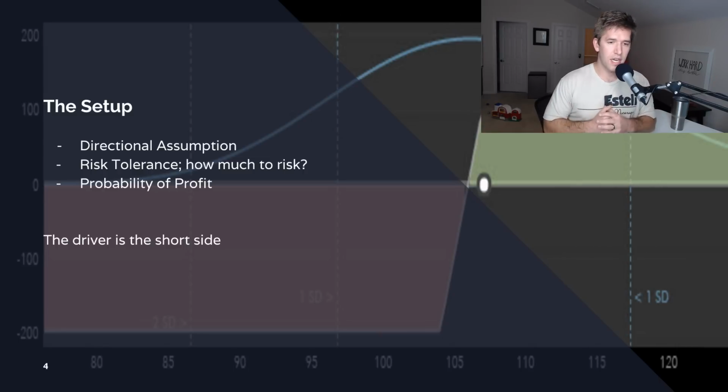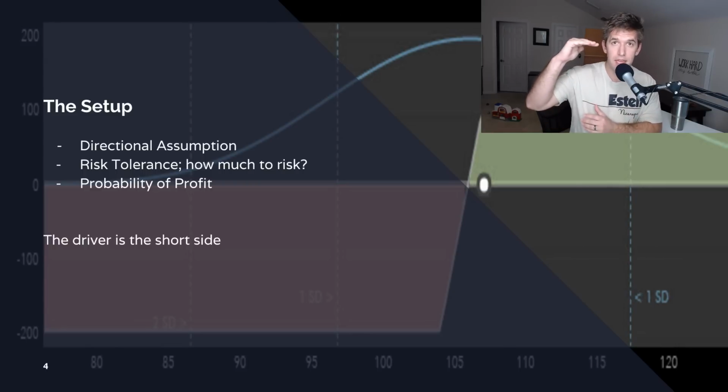You also set up a risk tolerance. You know at the beginning of the trade how much you could possibly make and how much you could possibly lose. And by having that range to work in, it provides a little bit more ability to sleep at night, especially as a beginning options trader.